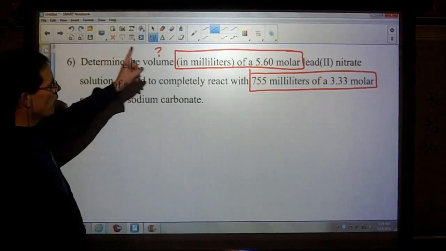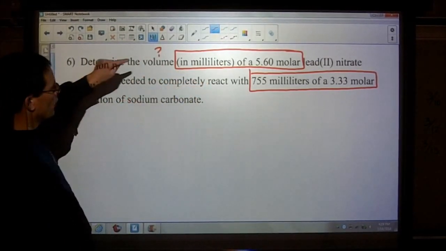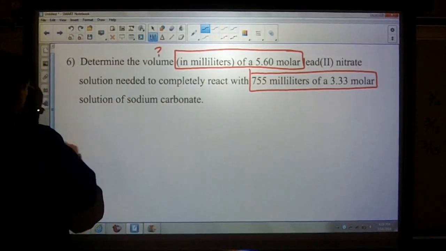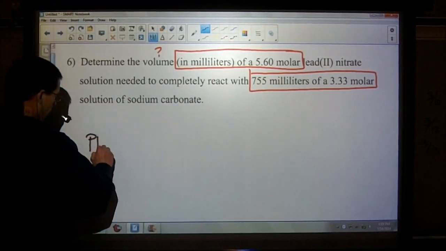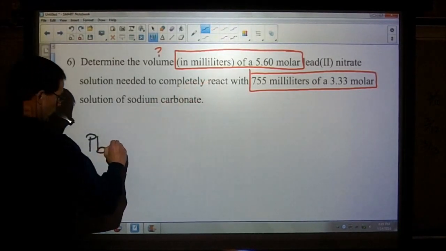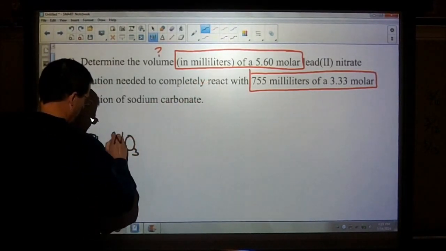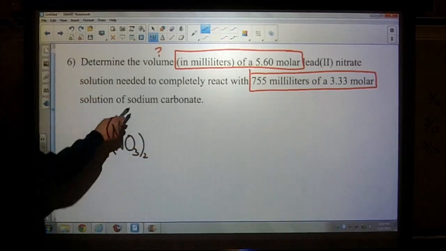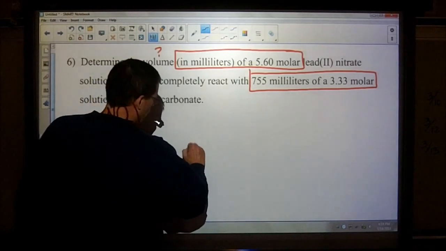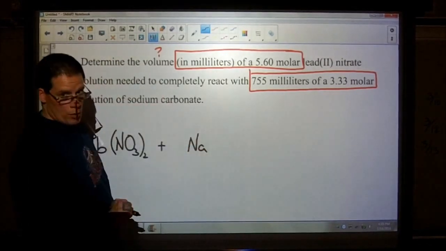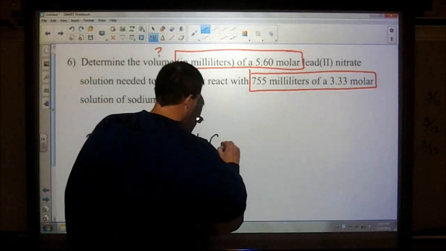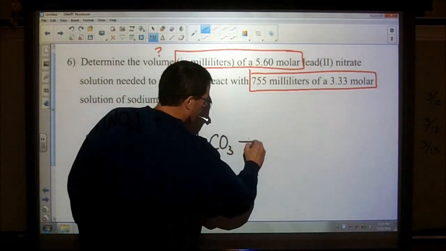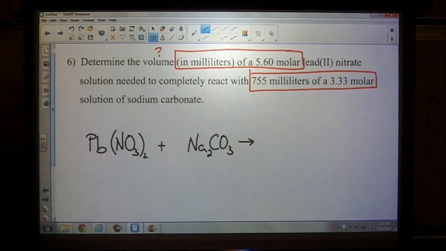So we have determine the volume of lead nitrate needed to completely react. So we're going to have lead nitrate. So Pb here, lead nitrate, and it's lead-2 nitrate, so nitrate has a -1 charge. That means we need 2 of those. Completely react with sodium carbonate. So sodium has a +1 charge. Carbonate, CO3, has a -2, so we need 2 carbonates. And it doesn't tell us what else is produced.